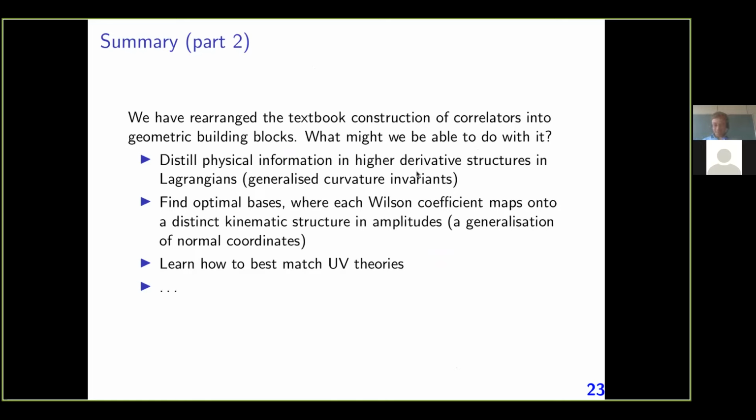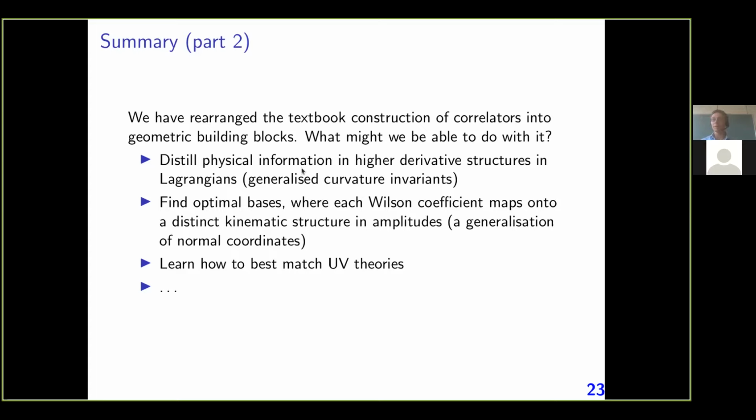Now, the reason for doing this is to start to generalize everything that I've told you about already in part 1. So for instance, we can now start to try and identify things which are completely invariant under all field redefinitions, including derivatives. So we can find quantities built out of things in the Lagrangian, which are completely invariant under field redefinitions, and therefore must be physical and observable in amplitudes. So this is what I mean by generalized curvature invariance.